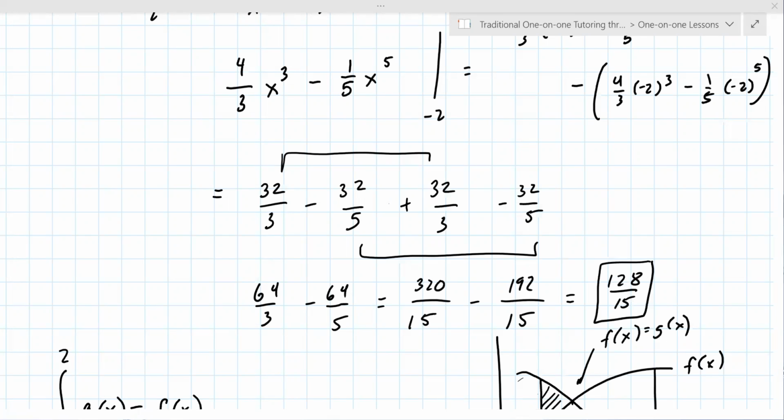Let me see if I can find another example here that maybe is a little easier for us to talk about some of the other things. All right, that one maybe we'll come back to.